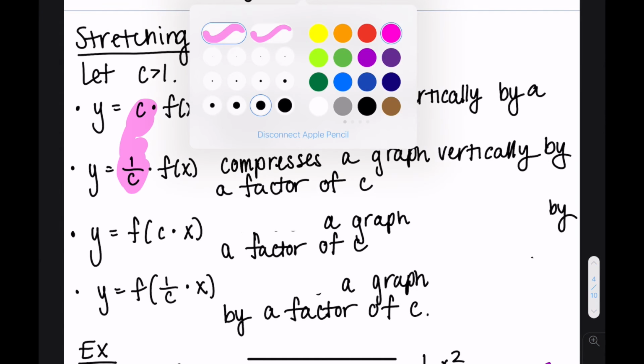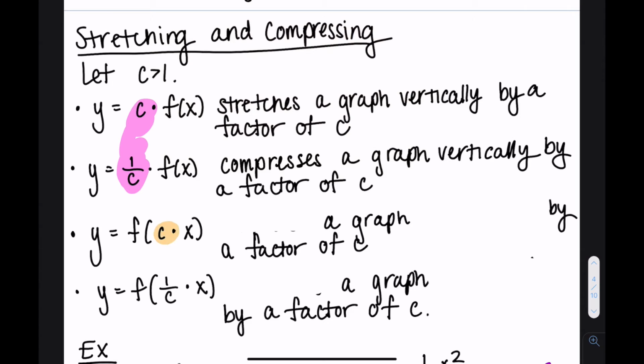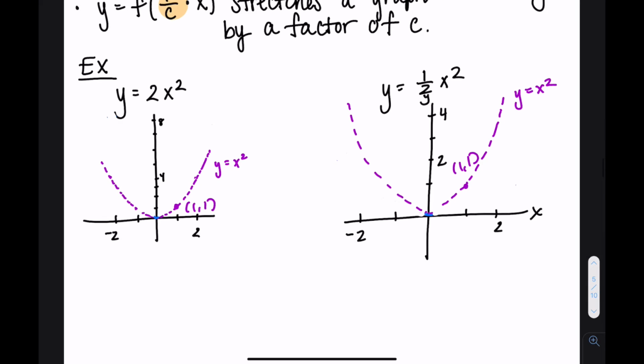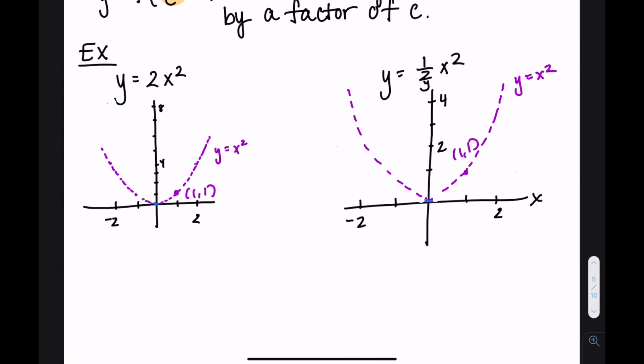Okay. In the case that you are multiplying by the factor of c on the inside, those deal with horizontal stretches and compressions, and it's the reverse. So if you multiply by a large number, it's going to compress the graph. If you divide by something, it's going to give you a stretch instead. So let's just look at some examples of these, but again, don't spend too much time focusing on it.